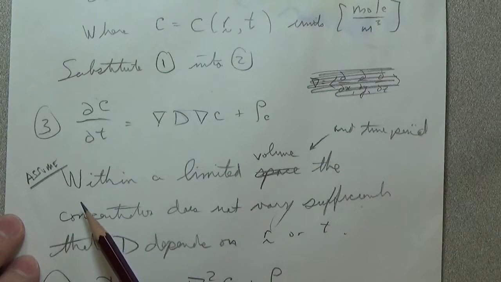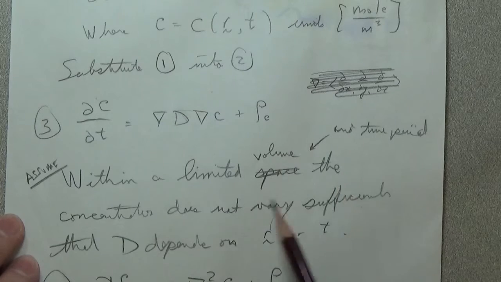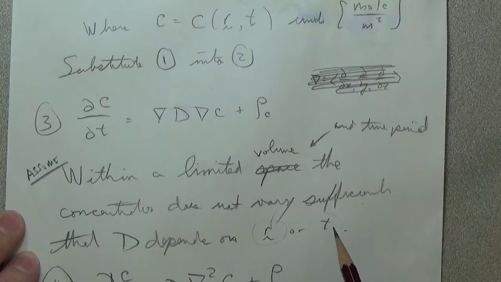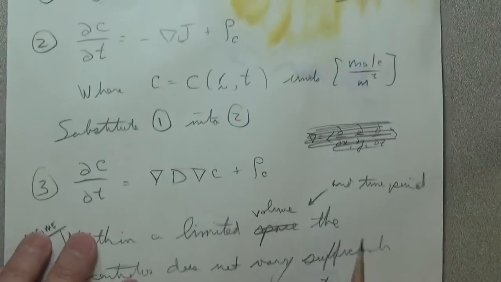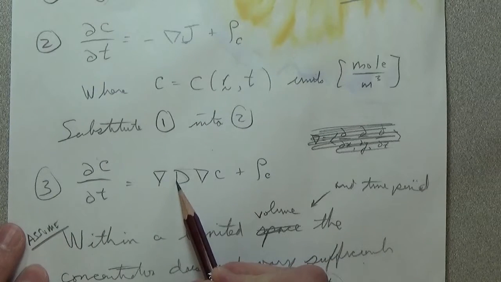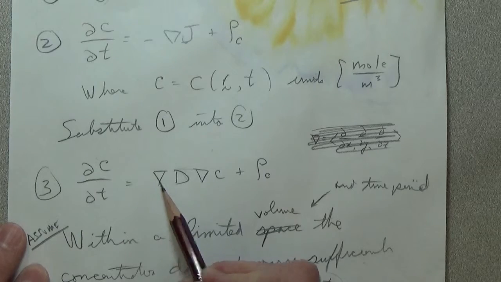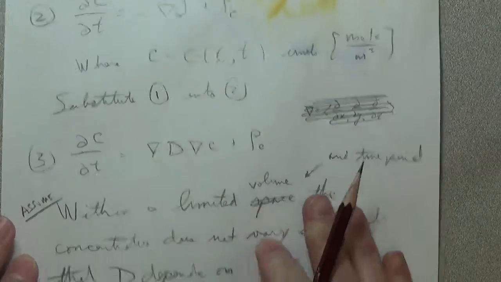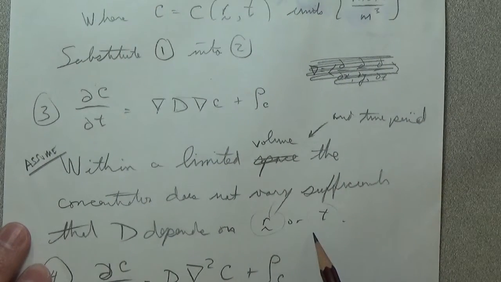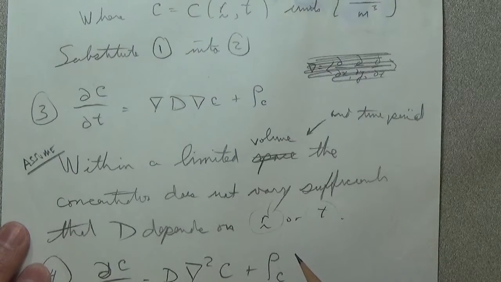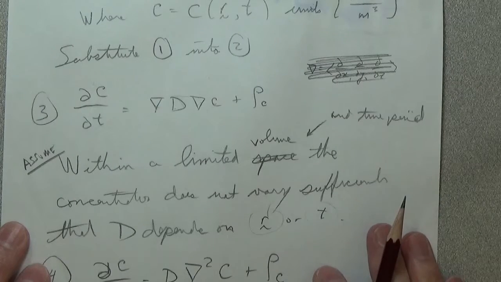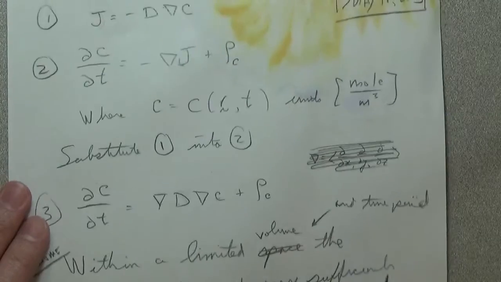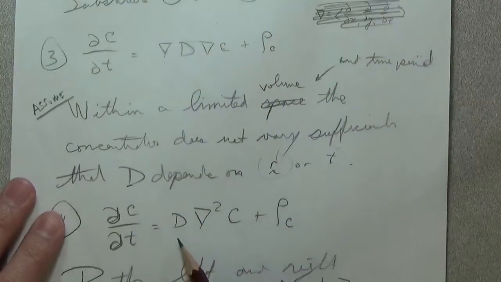So we're going to assume that we're within a limited volume and time period. The concentration does not vary sufficiently that d depends on position or time. So basically we're going to say that this gradient doesn't affect d, so d is just going to pass through it, right? Because this del affects the c. And this assumption that d is independent of position and time is, again, very much an approximation, because we know, strictly speaking, it does, but as a first approximation, that's what we're going to do. So if the diffusion coefficient is independent of position and time, then this expression becomes this expression.